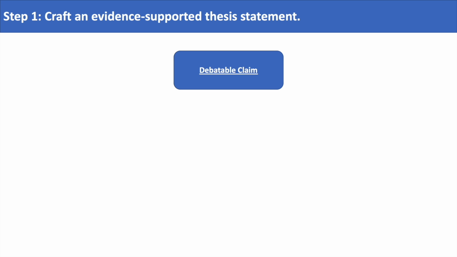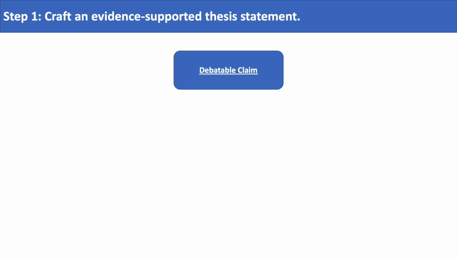We start off with step 1, craft an evidence-supported thesis statement. The first thing you want to do with an argumentative essay is to craft a strong thesis statement. This thesis statement is what the rest of your essay will support. According to the Purdue Online Writing Lab, your thesis statement should be 1 to 2 sentences and it should be a debatable claim. What this means is that your thesis statement should be something that people have differing opinions on.